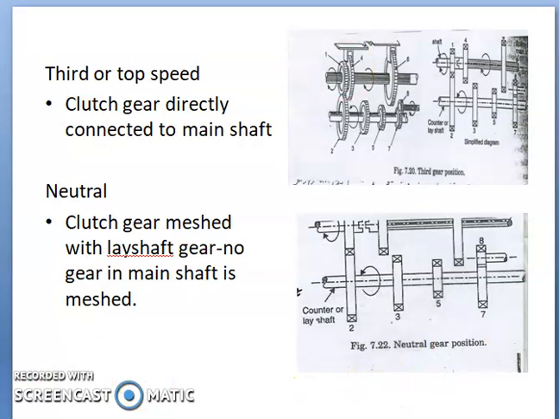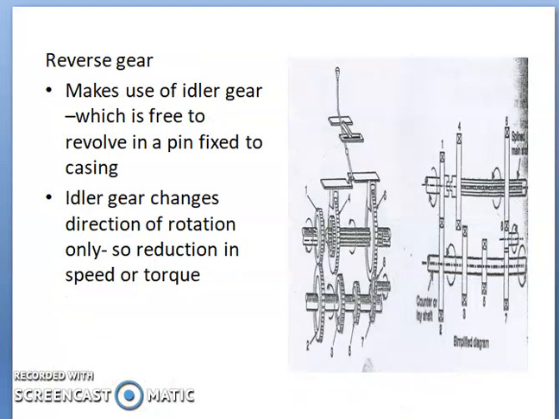And then there is one more speed called the reverse speed. For the reverse gear, an idler gear is made use of. This idler gear is mounted on a shaft which is pinned to the casing of the gearbox. So this idler gear is capable of rotating on the shaft. This idler gear does not play any role in reduction of speed as well as in varying the torque. Idler gear is mainly used for the purpose of changing the direction of rotation.